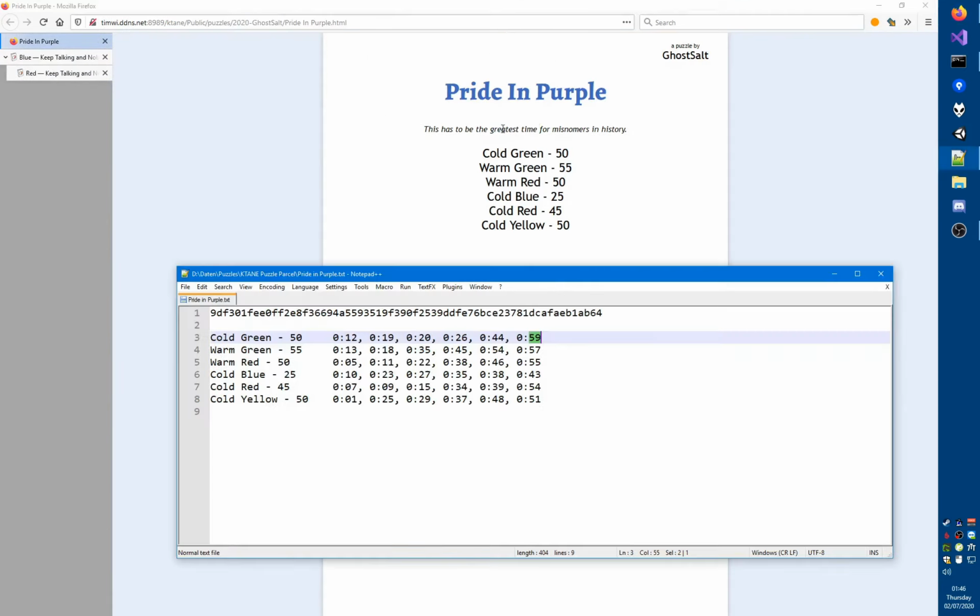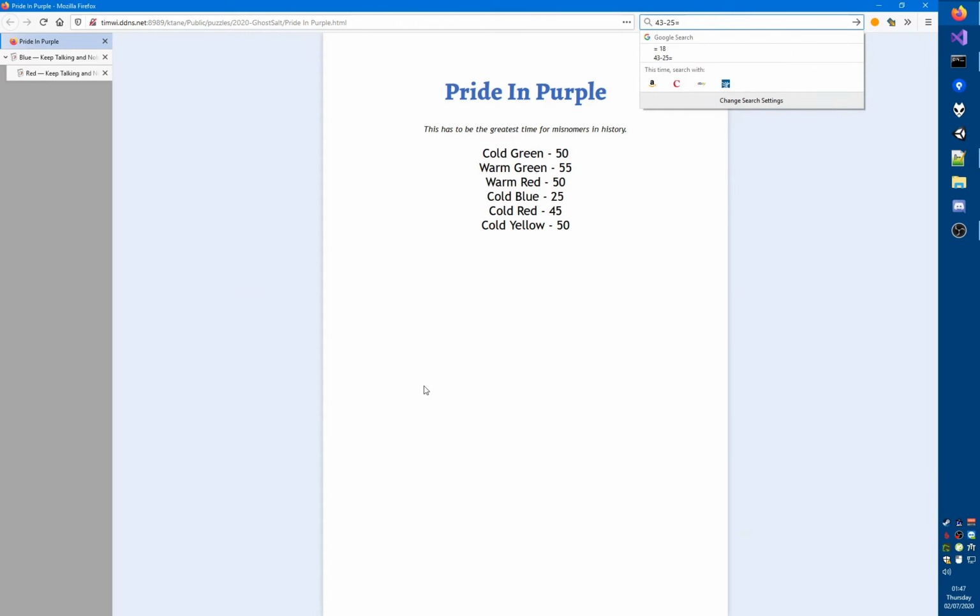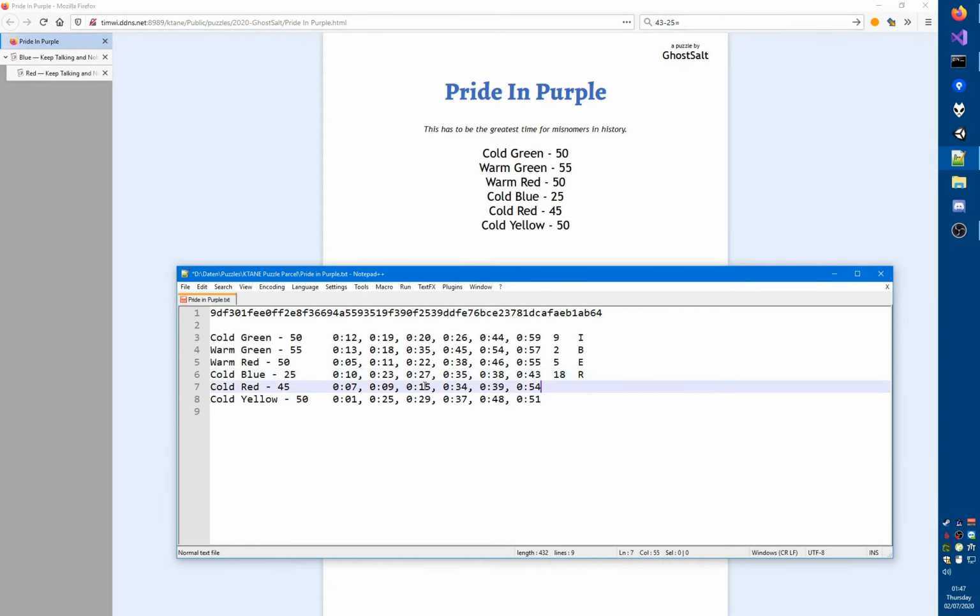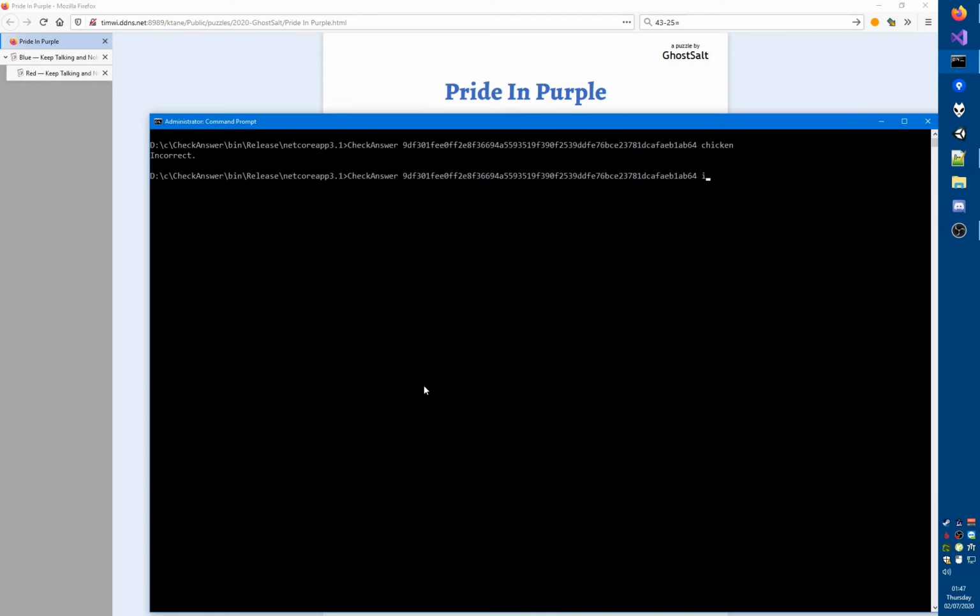Greatest time, aha, the greatest time in each cell. So 59 minus 50 would be a 9, which is India. 57 minus 55, that's a 2, Bravo. 55, that's a 5 and Echo. 43 minus 25 gives us 18, which is a Romeo. Iberia would fit. Yep, this is a 9. And this is a 1. Iberia seems to be my theory, and that is correct.